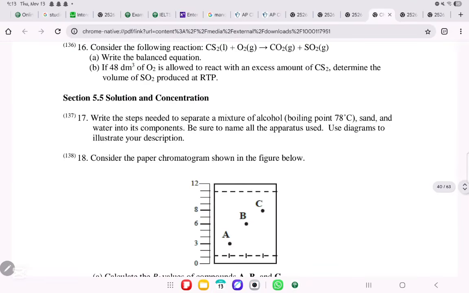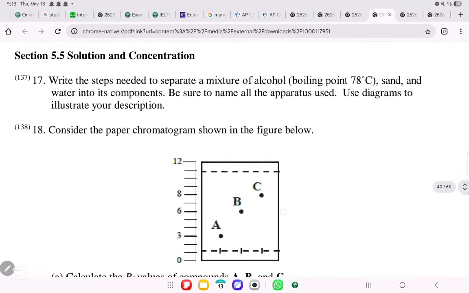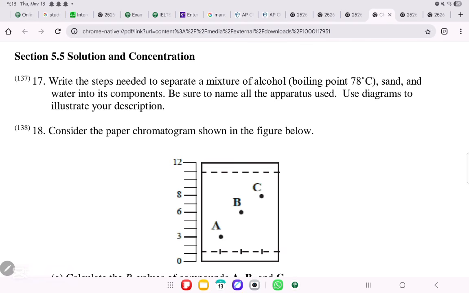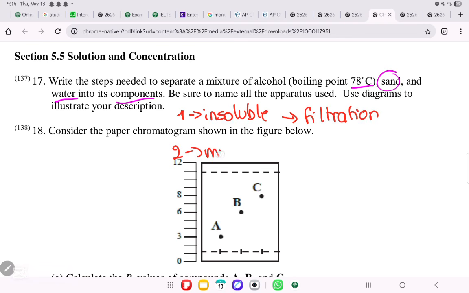Solution and concentration. Write the steps needed to separate a mixture of alcohol, boiling point of 78 degrees Celsius, sand, and water into its components. Now, before you think, is sand soluble in alcohol or in water? No. So directly, the first step, what do you need to remove? You need to remove an insoluble solid. How do you remove an insoluble solid? By filtration.